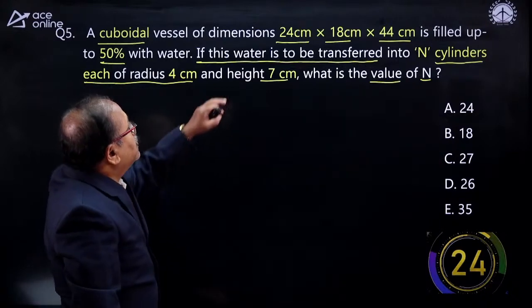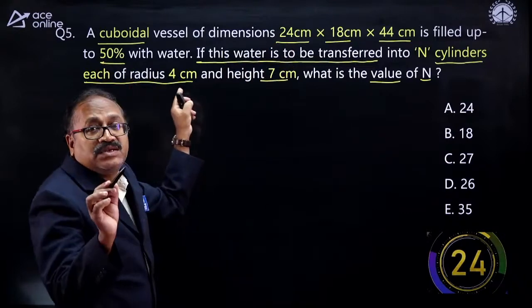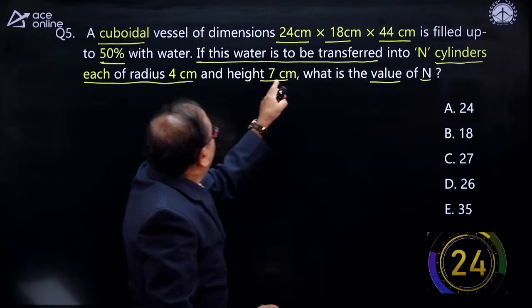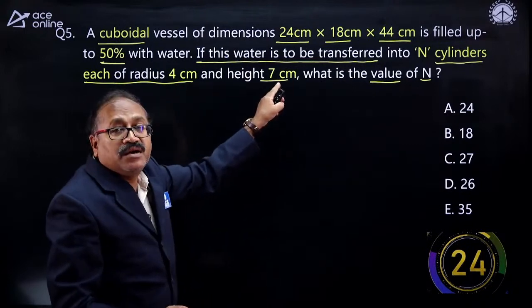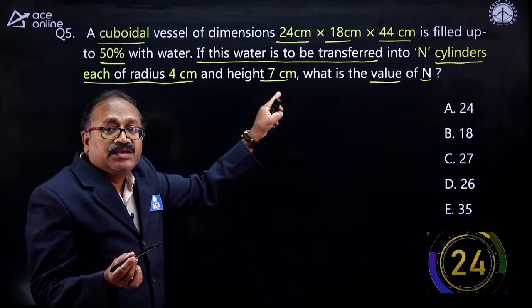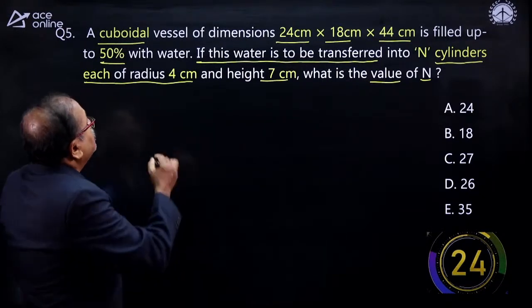So what happens is the volume of the cuboid, half of that, 50% is filled, half of that should be divided by the volume of a cylinder. Then I will get the number of cylinders. So let's see if someone can answer the question. I will just give the clue.